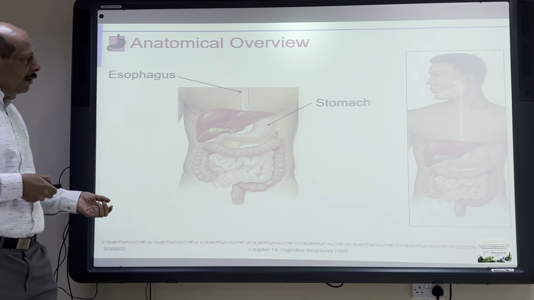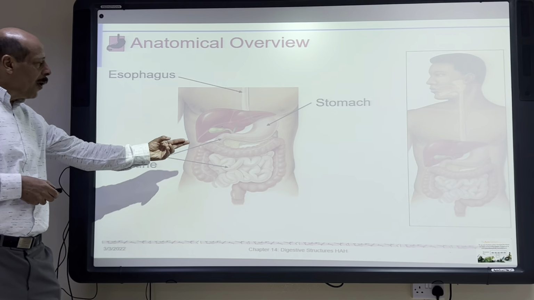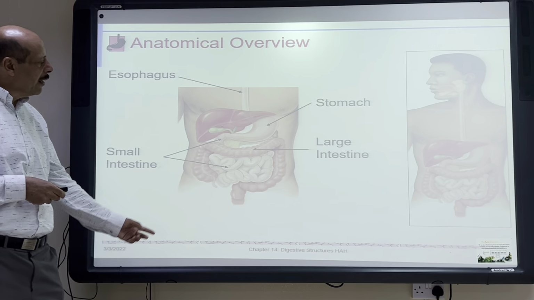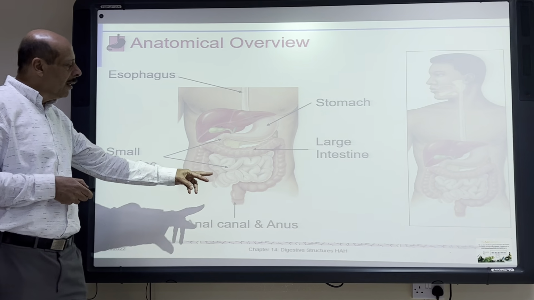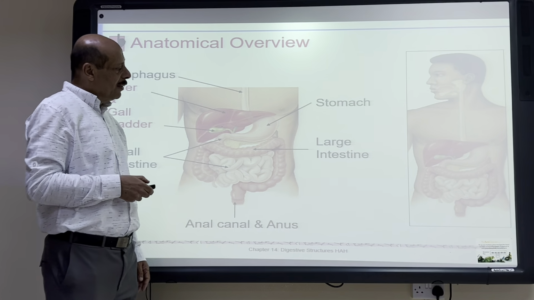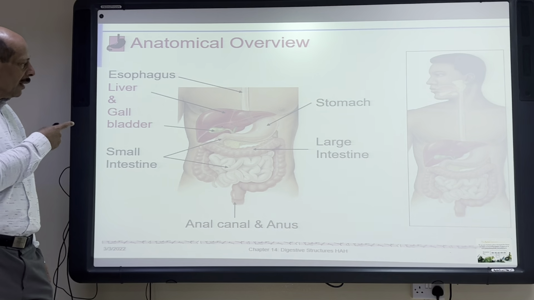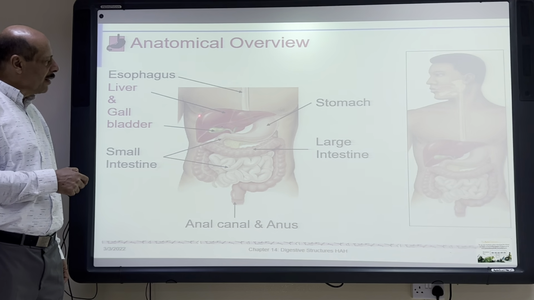Then it will go to the stomach. The small intestine also has 3 parts. Then the large intestine, until it reaches the anus. Those are the parts of the tract, and then the accessory organs.